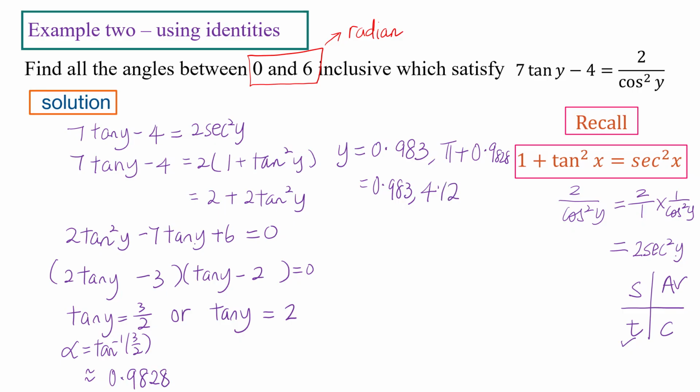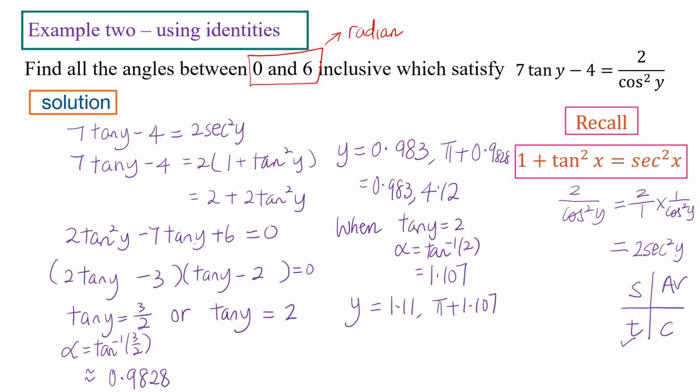All right, but we are not done yet, because when tangent y is equal to 2, we have to find the reference angle, tangent inverse 2. That gives us 1.107. So y in the first quadrant will just be 1.11. Third quadrant will be pi plus 1.107, which is 4.25.